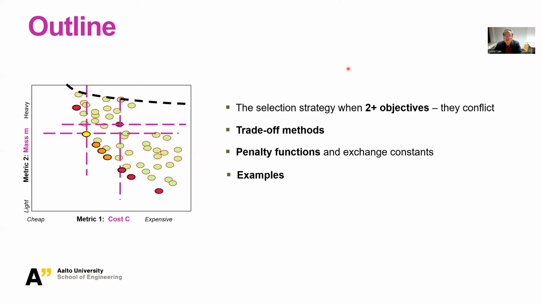And then I'm going to explain in detail what the trade-off methods are that we're going to use, so the concepts we're going to use. And then I will show you some details in these trade-off methods. Basically, it's about the penalty function and the exchange constants. And finally, I show you a few examples. So hopefully with these examples, you can really sense this concept, the strategy, and the details of this week's lecture better.